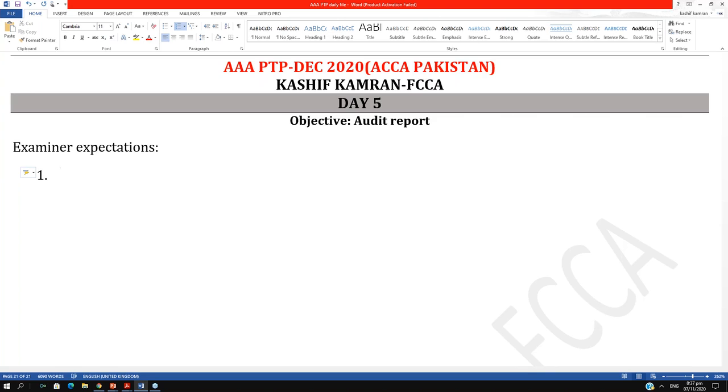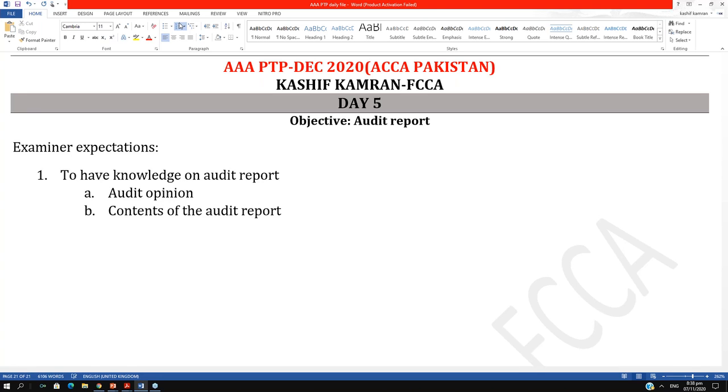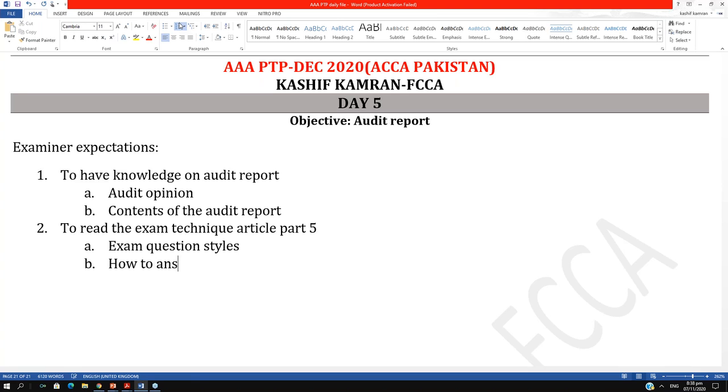Number one, the examiner wants students to have knowledge of the audit report. Particularly, the examiner wants you to have knowledge of the audit report in terms of the audit opinions, and he wants you to have knowledge about the contents of the audit report. Number two, the examiner expectation is that you read the exam technique article part 5, so that you know the exam question styles, and you also know how to answer.